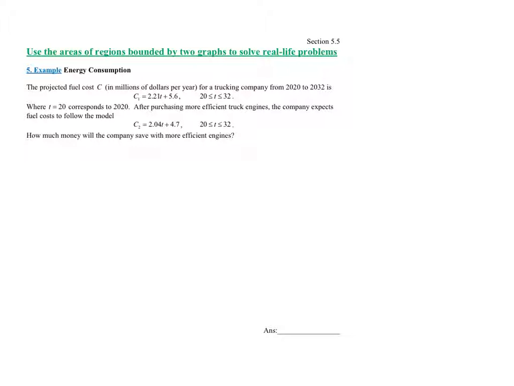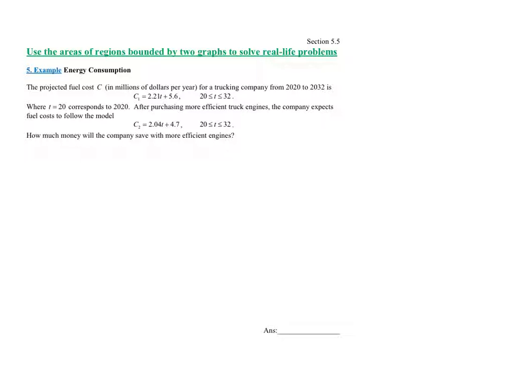It says the projected fuel cost, C, in millions of dollars per year for a trucking company from 2020 to 2032 is given by C1 equals 2.21T plus 5.6. Again here, T is between 20 and 32, so it seemed to me like T is the years past 2000, where T equals 20 corresponds to 2020. After purchasing more efficient truck engines, the company expects the fuel cost to follow the following model: C2 equals 2.04T plus 4.7 for 20 less than or equal to T less than or equal to 32. How much money will the company save on the more efficient engines?